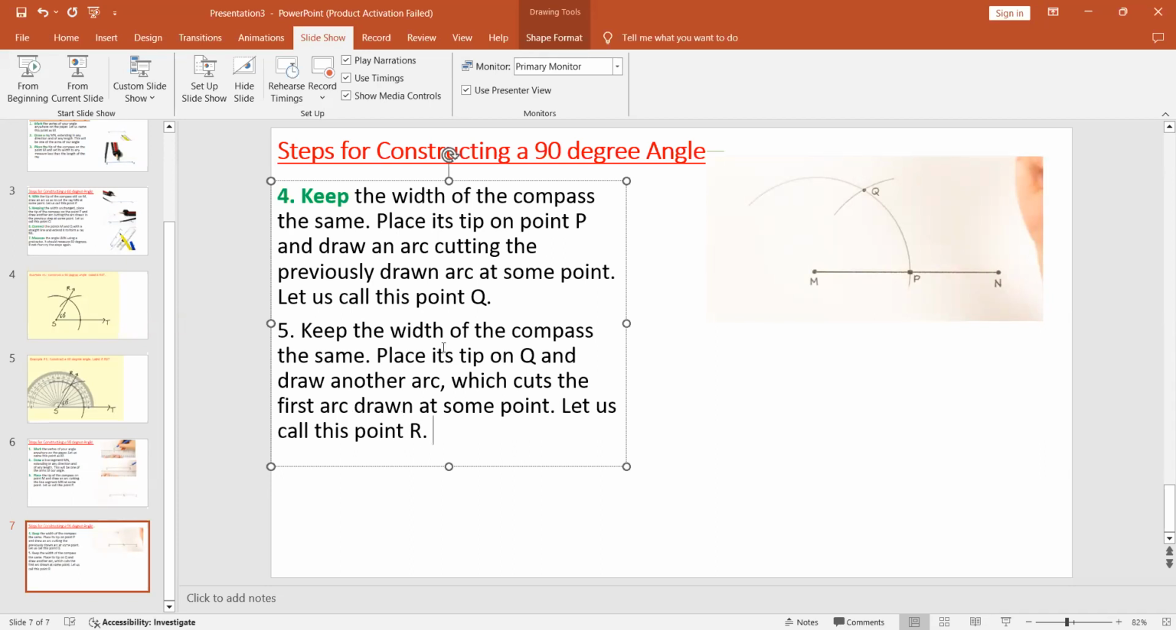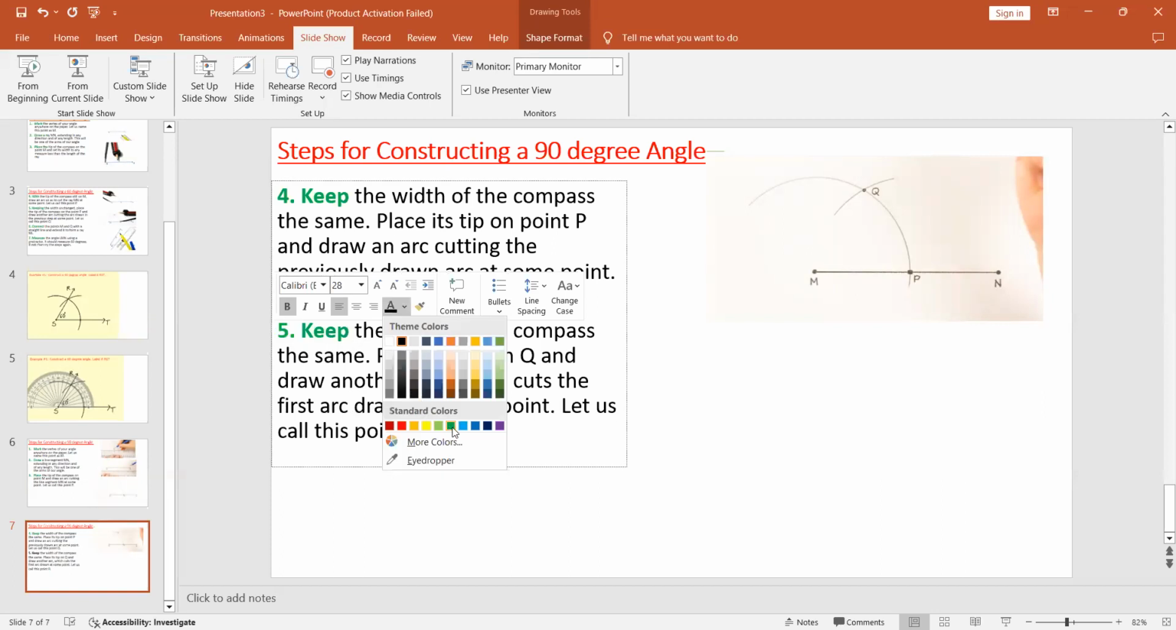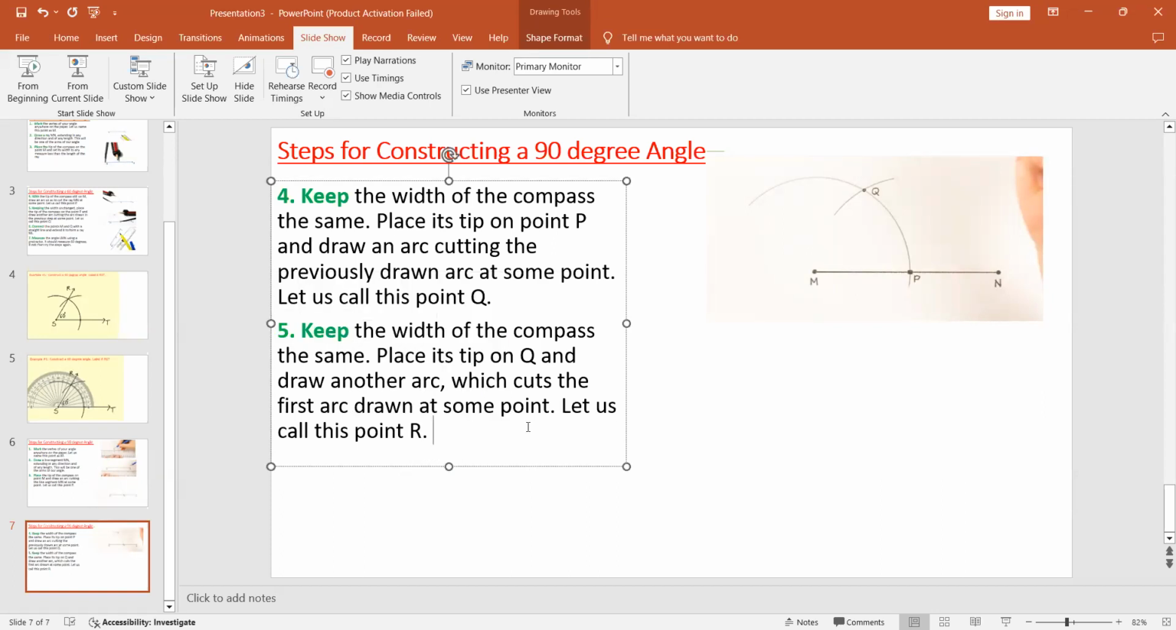So you're going to draw another arc. Your compass point is going to be at Q, and then you're going to draw another arc that cuts the first arc that you drew. At some point, we're going to call that point R. Okay. So that's what we're going to do. All right, let me show you a picture of that so you can see what's happening.